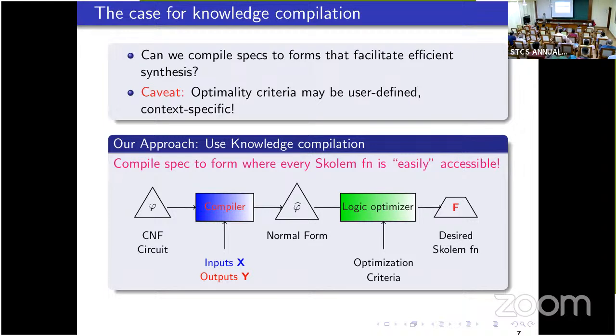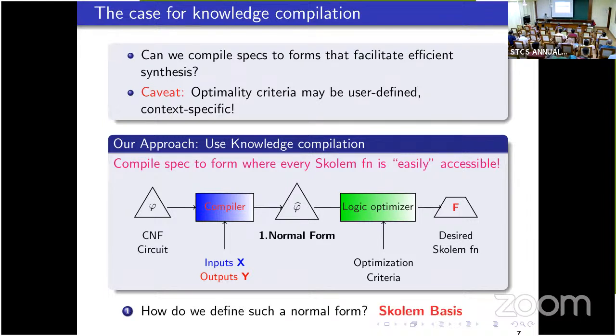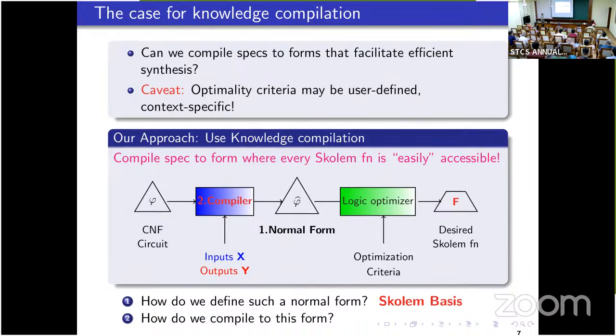It's not on this part. And what we will see is that as we are compiling down to this part, some Skolem functions will come for free. But if you want to do some more optimization, say the minimum number of gates, or that the height is reduced, then you can do more things. But certain things will come for free. So there are two questions that we want to answer. One is, how do we define such a form? And there is some very nice property about Skolem functions, which allows us to define these in a nice way called Skolem basis. And the second is, how do we compile to this form? And this I will talk about.